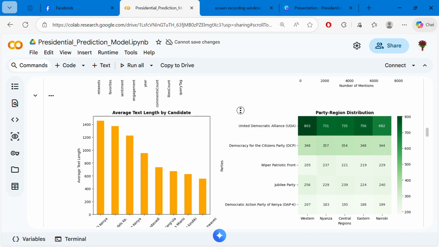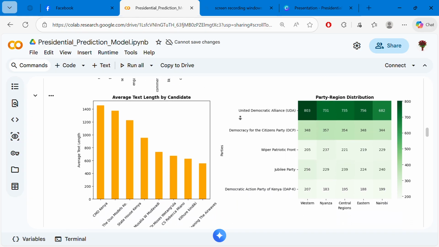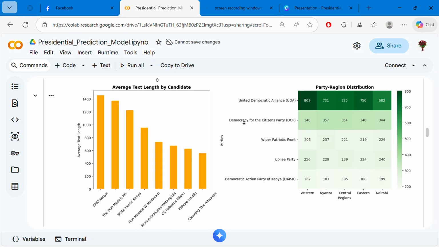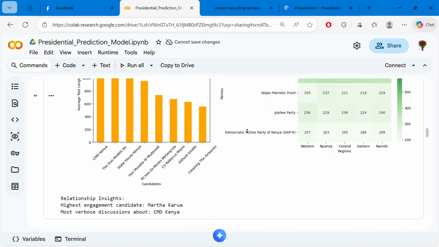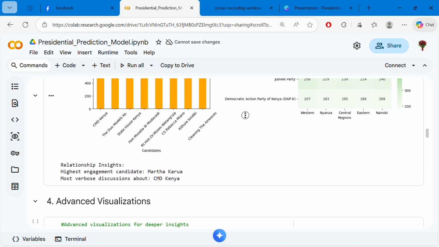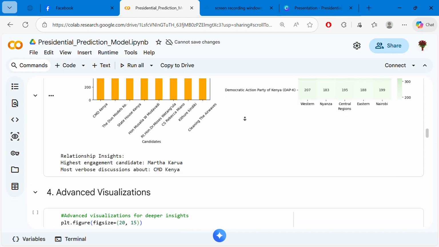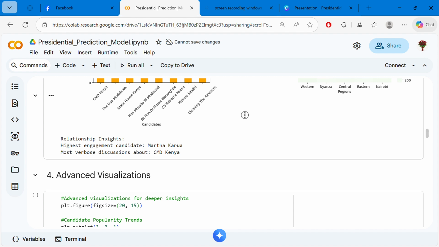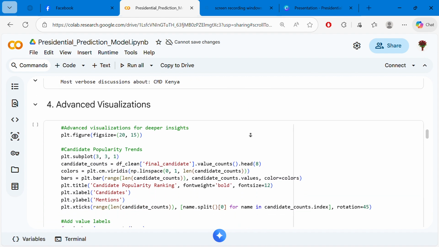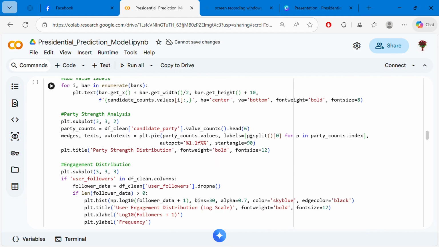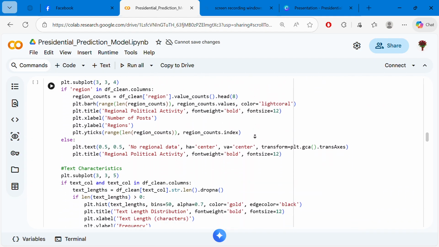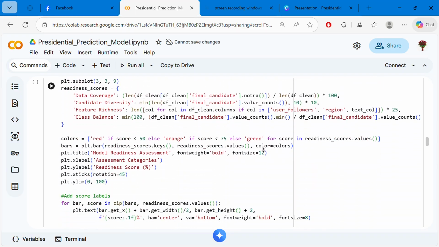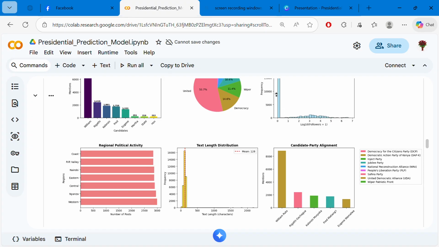So we went ahead and visualized the average text length for each column, and the party and region distribution. The highest engagement candidate was Martha Karua, with the most verbose discussion about CMD Kenya. In the advanced visualization, you will see region, text characters, and candidates' competitiveness. So let's go directly to the visualizations.